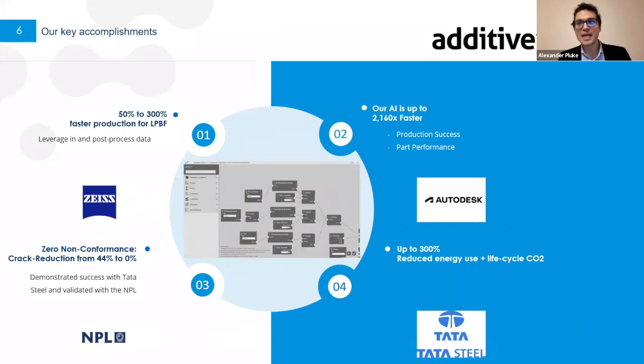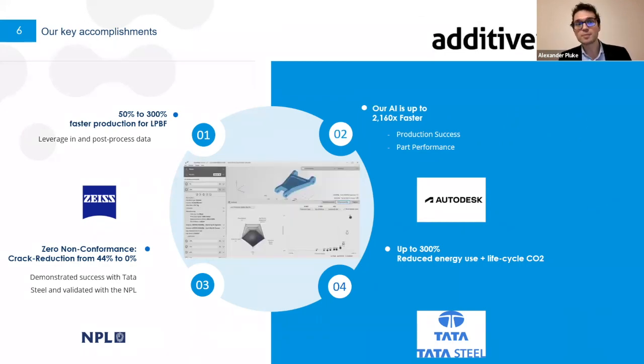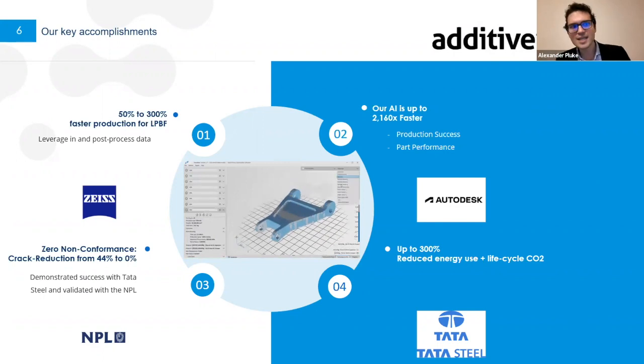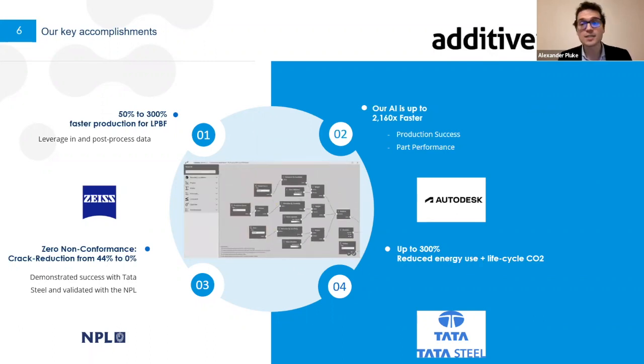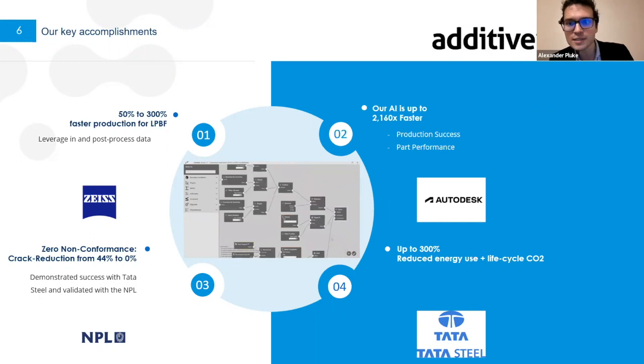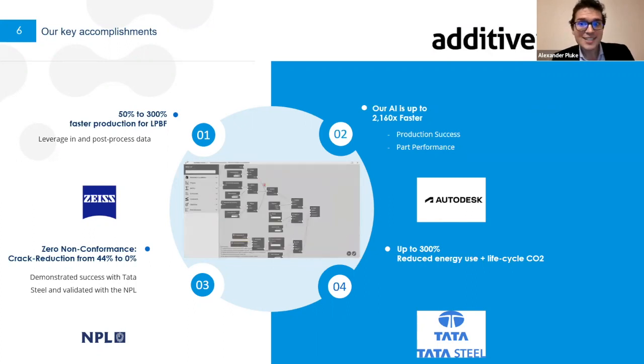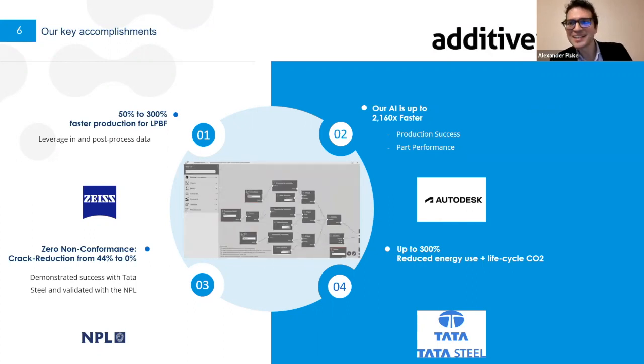So, for example, we've been able to improve the production speed by 50 to 300%, leveraging in-process and post-process data for zero non-conformance components at the end. We've reduced cracking from things like 44 down to 0 with applications with high-strength tool steels. And crucially, it doesn't take a long time to do our computation.